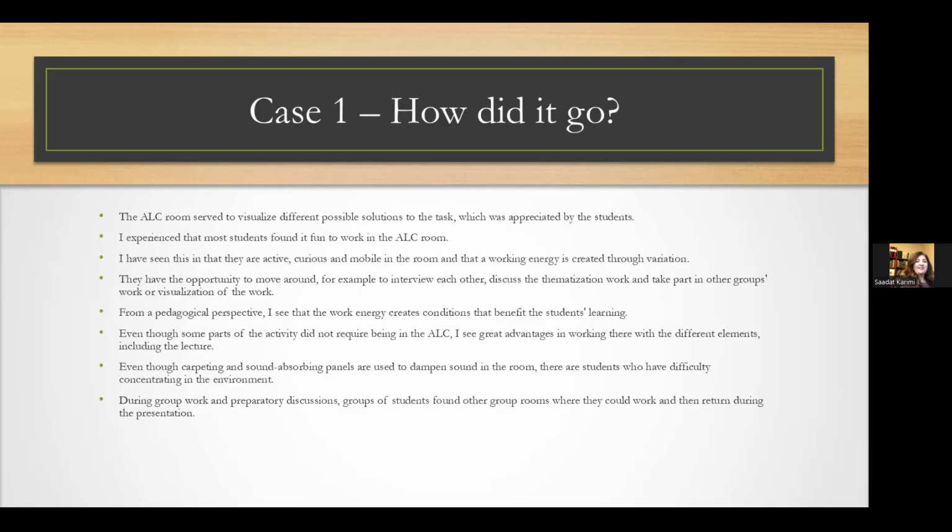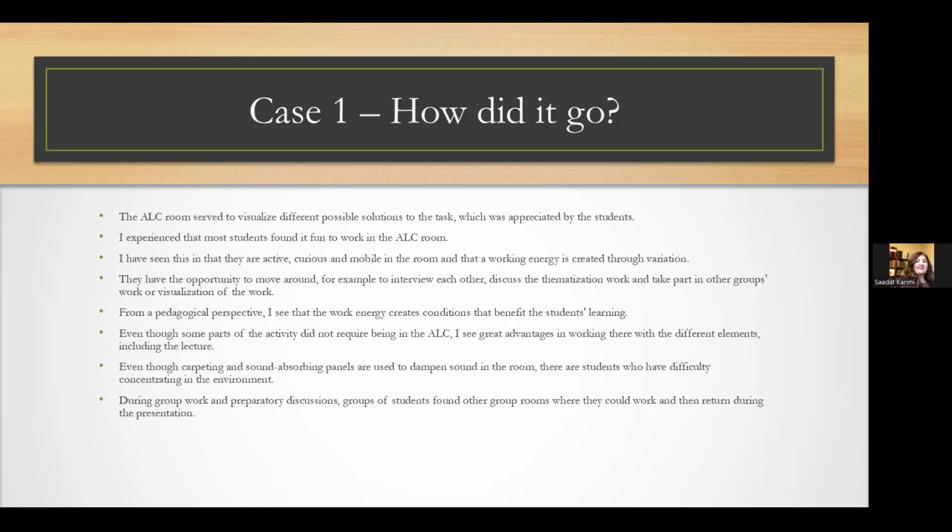Well, I have reflected a lot, both me and my colleagues, and we have evaluated how it went. The ALC room served to visualize different possible solutions to the task, which was appreciated by the students. I experienced that most students found it fun to work in the ALC room.